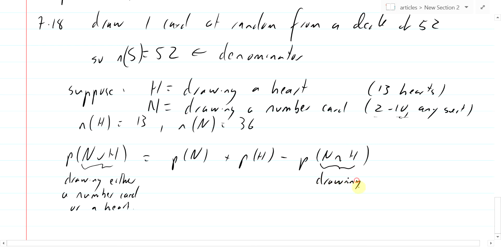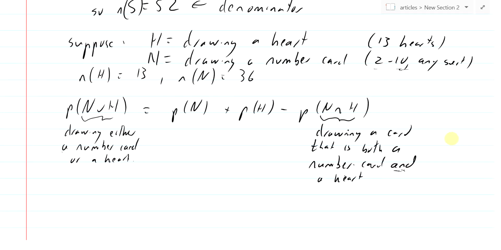And this is drawing a card that is both a number card and a heart. So notice the difference here, right? This is a number card and a heart. This is either one. So this is drawing a card that's a number, like the 2 of spades, or a card that's a heart, like the king of hearts. Here, drawing a card that is both a number card and a heart, that means like the 2 of hearts, or the 3 of hearts, the 4 of hearts.